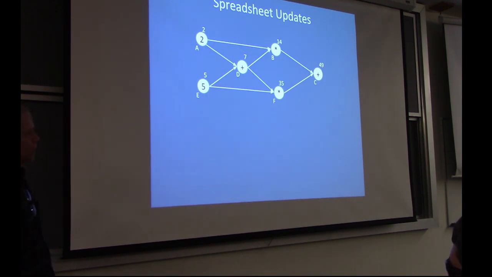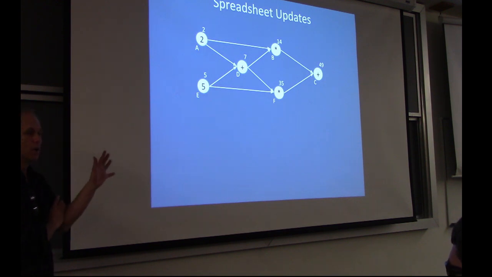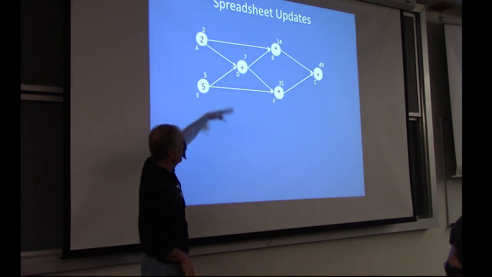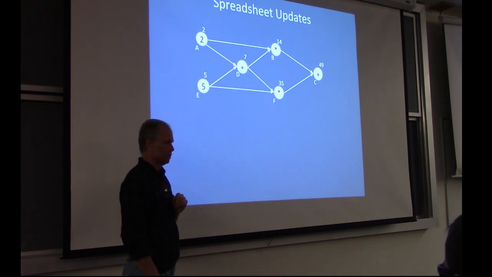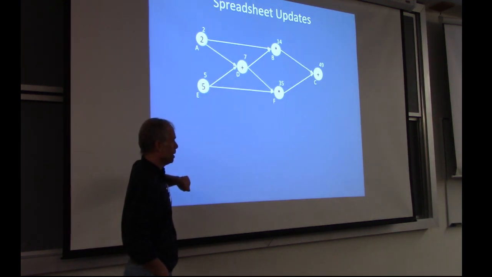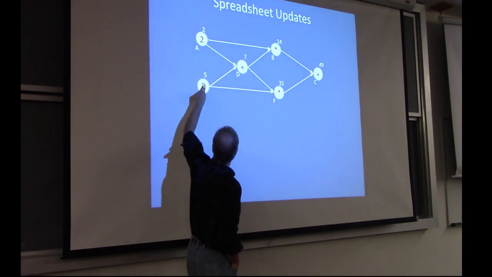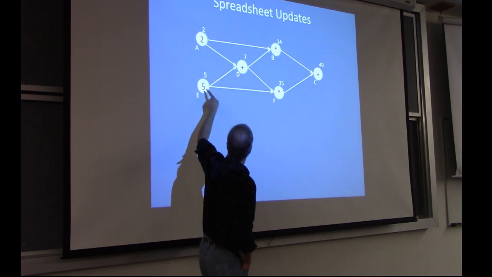So here's the spreadsheet update problem. The dependent-on relationship in a spreadsheet you can view as a DAG. Each vertex represents a cell in the spreadsheet. The thing in the circle is what's stored in that cell. And the arrows are the dependency relationship. So this tells us that this vertex is depended upon by D and by F.